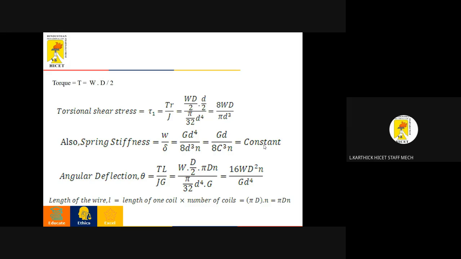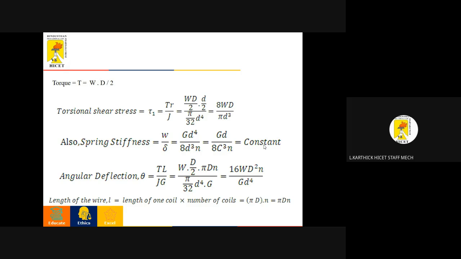The next one is spring stiffness, W by delta, where delta means deflection. So load by deflection is otherwise called G d to the power 4 by 8 D cubed N. Finally, we will get G d by 8 C cubed N. And angular deflection theta equals T L by J G. Replacing the term W into D by 2, with pi d by pi by 32 d power 4 into G, finally we get 16 W D squared N by G d power 4.